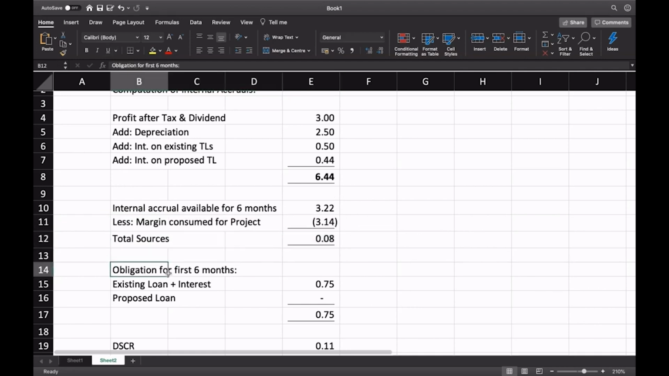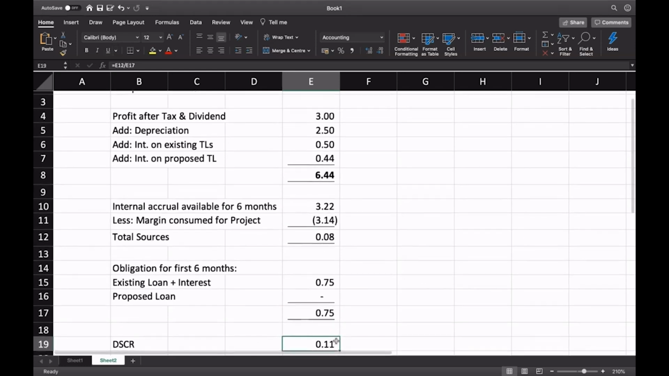But if you look at the obligation side, on the existing loan plus interest, it is 1.5 crore. So for 6 months, I've taken 0.75 crore. Of course, the proposed loan interest or principal does not arise in this first 6 months period. So it is 0.75 obligation and 0.08 resources. And if I calculate gross DSCR, it will be 0.11. What is the minimum DSCR we say? It's like 1.5, 1.75, and here it is 0.11, absolutely not acceptable.